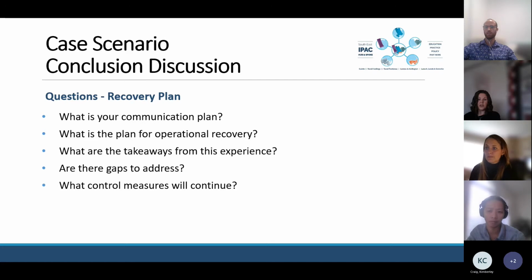So some examples are, what is your communication plan? Again, staff, residents, family, maybe internal and external stakeholders. And what is the plan for operational recovery? What are the takeaways of the experience, or their future supports that should be considered for residents, staff, and family? Are there gaps to address, and what control measures will continue, or are there future considerations for IPAC measures? Once all of the concluding questions have been addressed, it's important to review how well the exercise worked for the participants, and I'll hand it over to Dana for this section to discuss the debrief component.